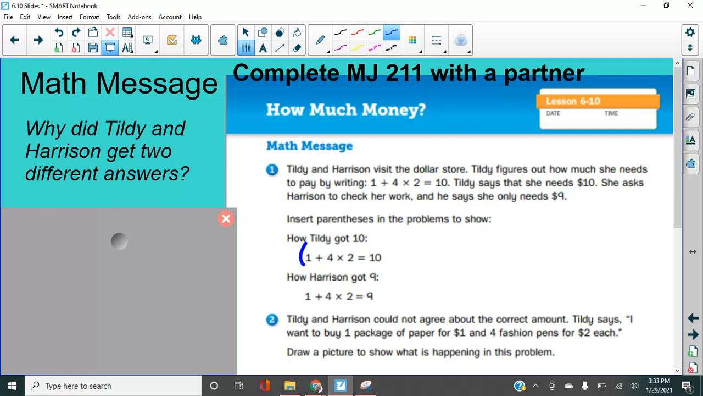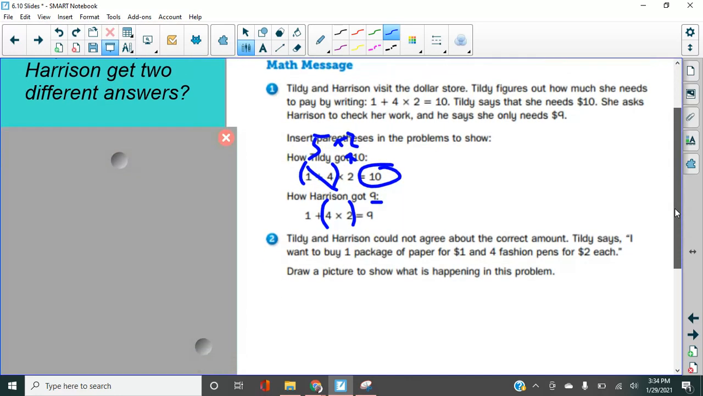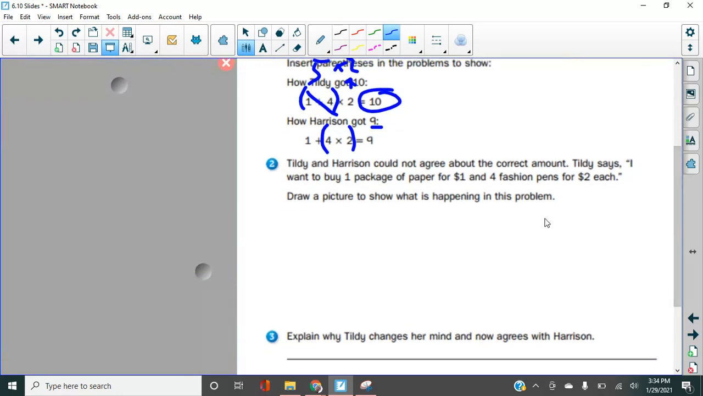Maybe she put them here. Does that give us 10? It does. Look, this would be 5, and then there's times 2 does equal 10. So she put the parentheses there. Harrison, he was the one that put them there. Okay, so you can see that the parentheses and the order that you do things changes the answer. Tildy and Harrison could not agree about the correct amount.